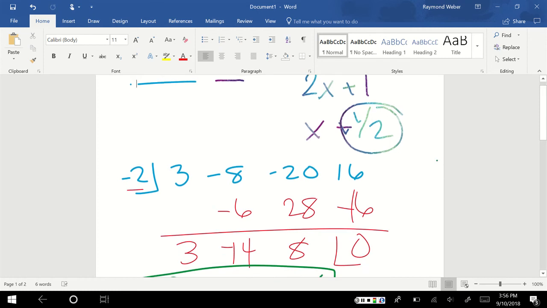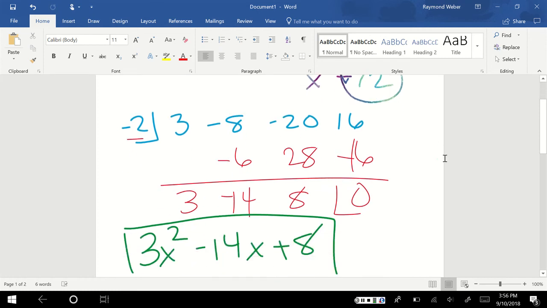So hopefully that shows you synthetic. As I said, long division always works. It's not going to go away. It's just a quicker method, especially for instance, testing for roots with the rational root theorem to find all your zeros. This can really speed up the process, so that's where it comes in useful.